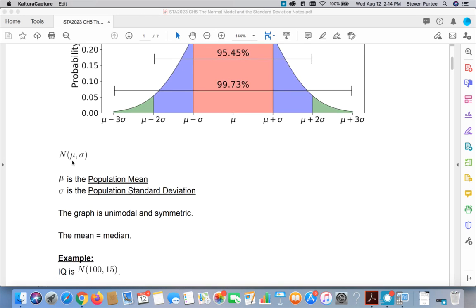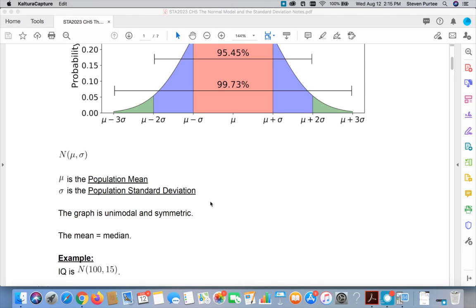Our symbol for a normal distribution looks like this: N(mu, sigma). N means normal distribution. Mu, that's the Greek letter mu. That is not an M and that is not a U. It's kind of like a U with this extra tail here on the left. Mu stands for the population mean, and sigma, that's like a little circle with an extra line on top, stands for the population standard deviation.